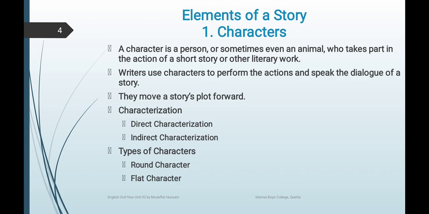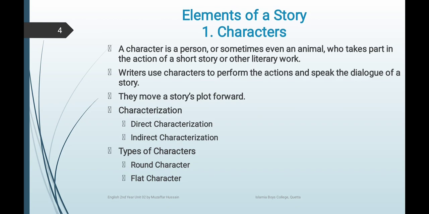A round character is that character whose personality, whose characteristics, whose traits change from the beginning of the story till the end of the story. For example, if a character is bad in the beginning of the story and is going to become good in the end, that type of character is a round character. On the other hand, if characters are good in the beginning and also good at the end, or bad in the beginning and also the same in the end, those types of characters are known as flat characters.